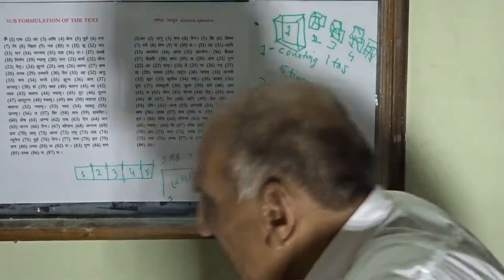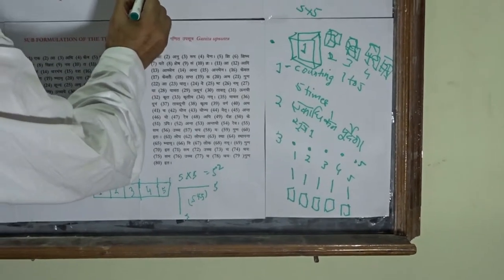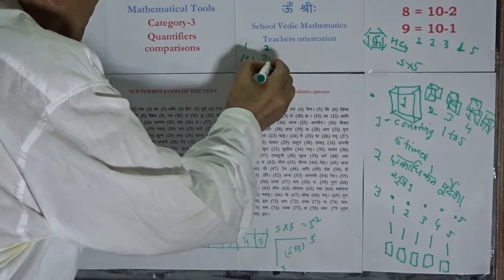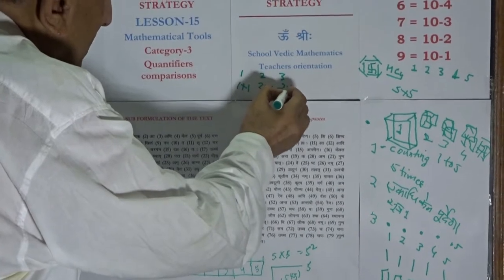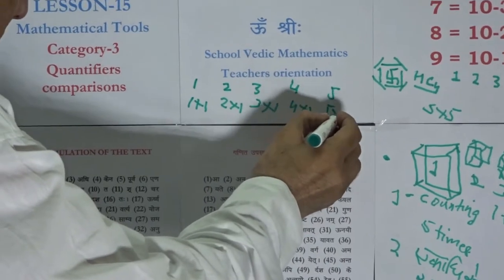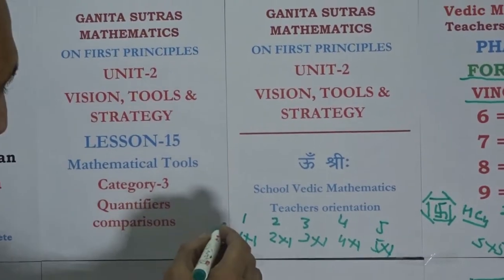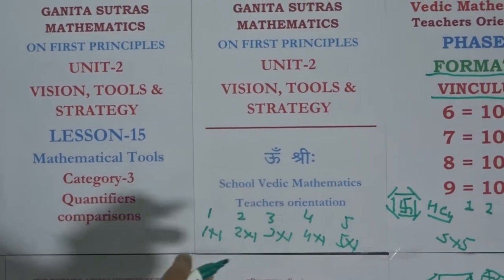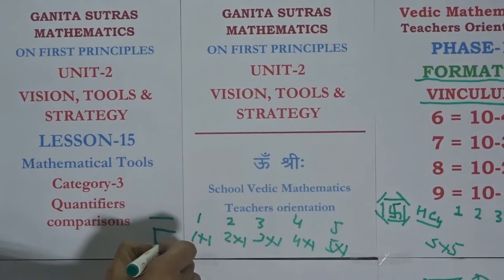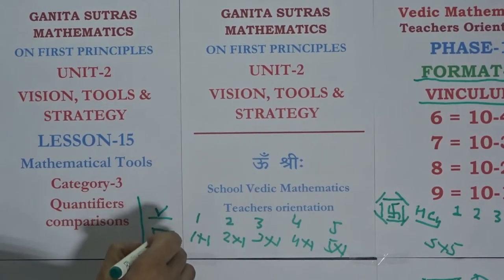With it we see that we are sequentially reaching the values 1 as 1 cross 1, 2 as 2 cross 1, 3 as 3 cross 1, 4 as 4 cross 1, and 5 as 5 cross 1. Therefore, our counting, which is along a line, is now transforming into a counting along its surface area, or area units. Here we are counting the length, here we are counting the area.